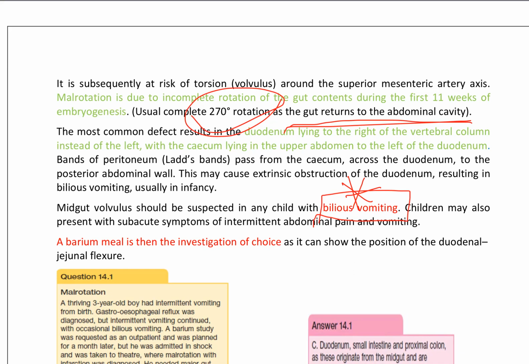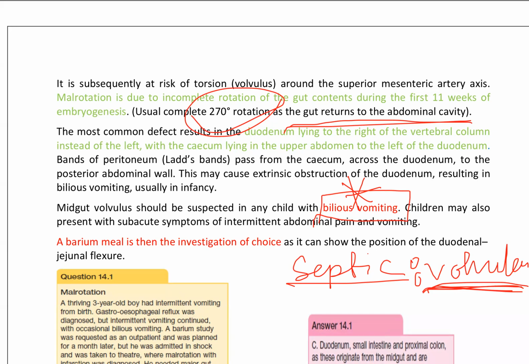So bilious vomiting is a sign of malrotation. When a child has malrotation, they can present with bilious vomiting, or with shock when gangrene happens or the patient presents late. Septic features are also there with malrotation. At that time you will see a child with cold clammy skin and more severe features. Sometimes after malrotation there could be twisting, and it is called volvulus. At that time they will present with severe or septic findings, so you will think of volvulus when they present this way.